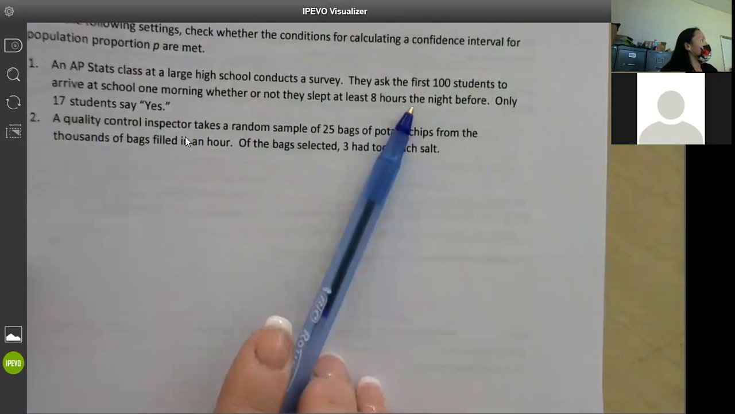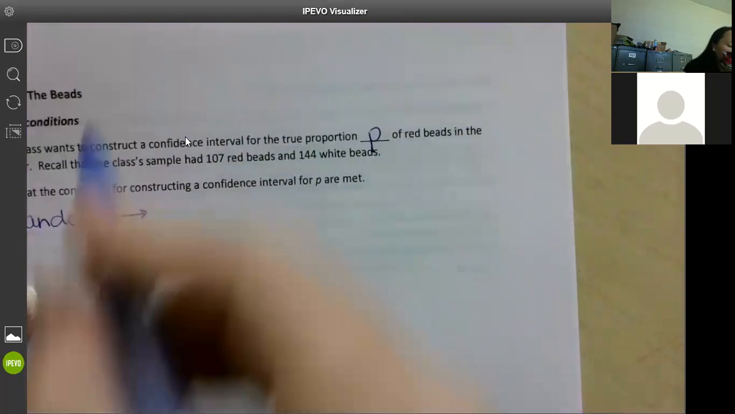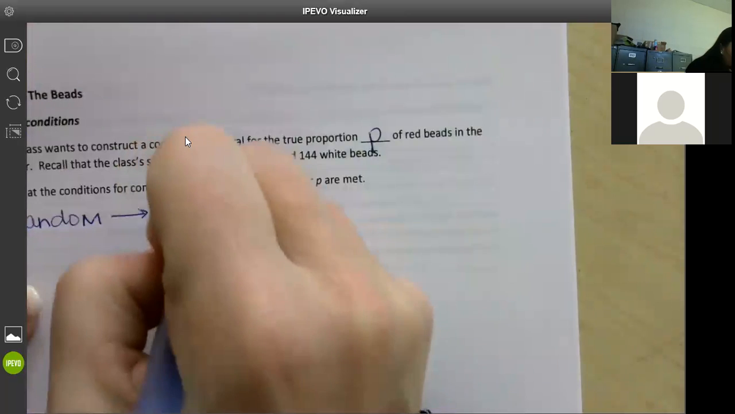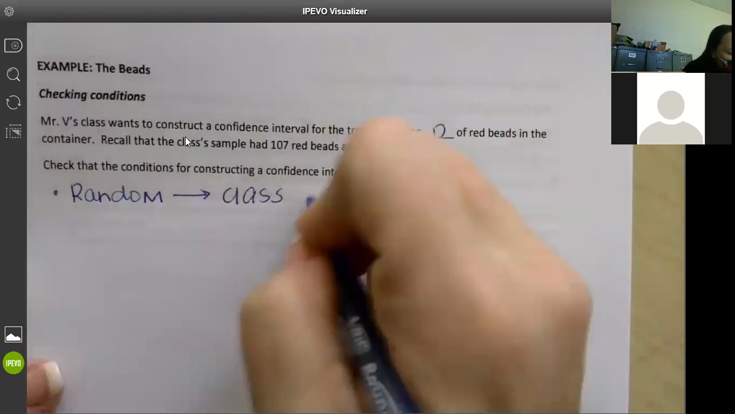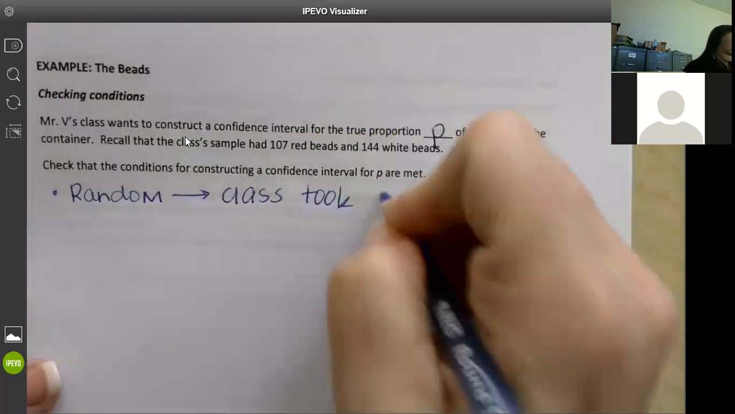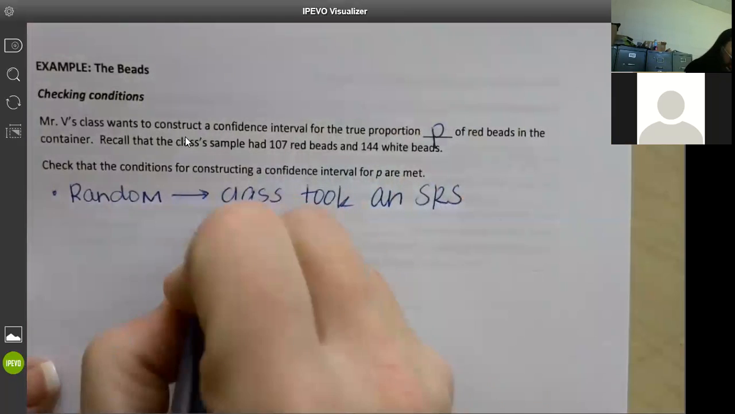What is this one? Convenience, because it's the first 100. We'll get to that in a minute. That's within the activity, so don't worry, it will be within the problem. So the class took an SRS of 251 beads.